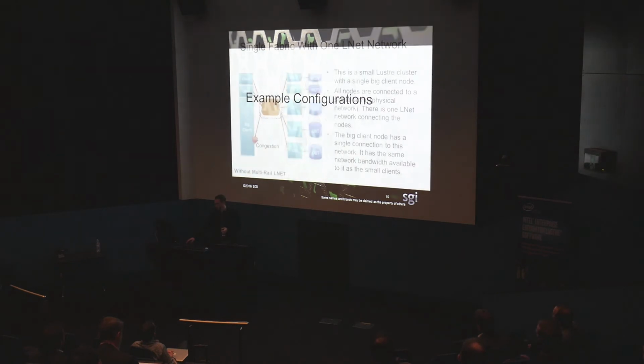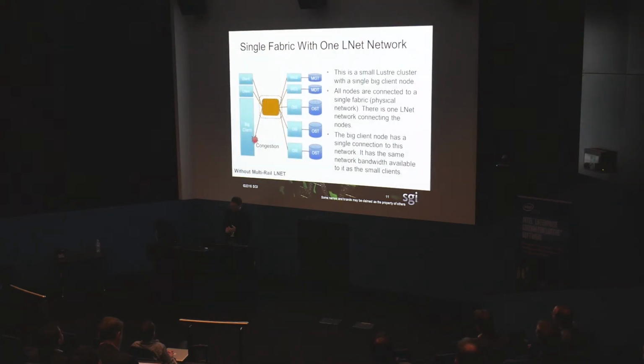So, some example configurations. If we think about a configuration without multi-rail, we have a really large client that has a single interface to our configuration. And effectively that is our congestion point, because we want to get as much data into that big client as quick as possible so that we can take advantage of that large memory and all the sockets within that single client. So this is a problem, and it effectively makes that big client perform very poorly, and you're not taking advantage of the infrastructure that you have.